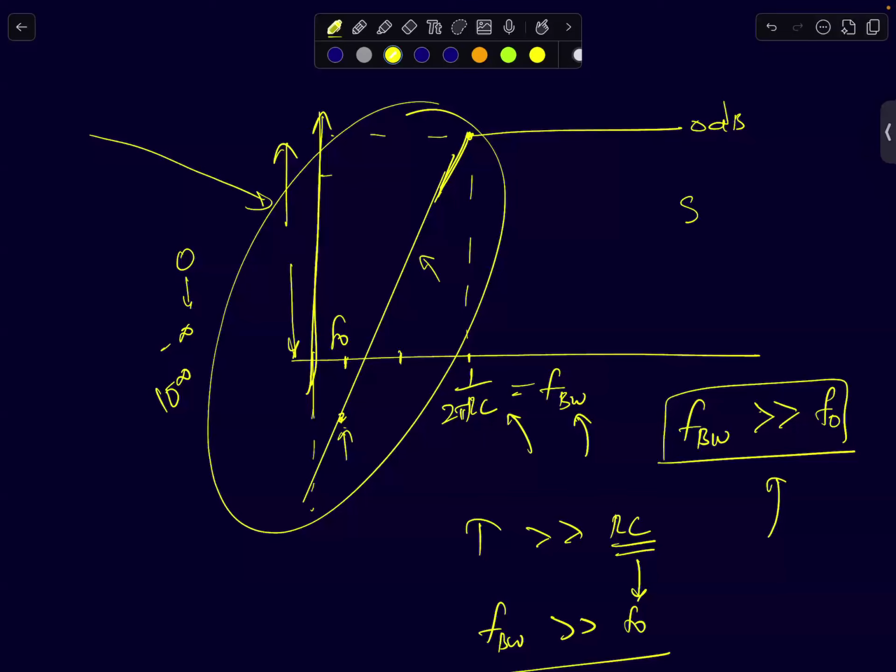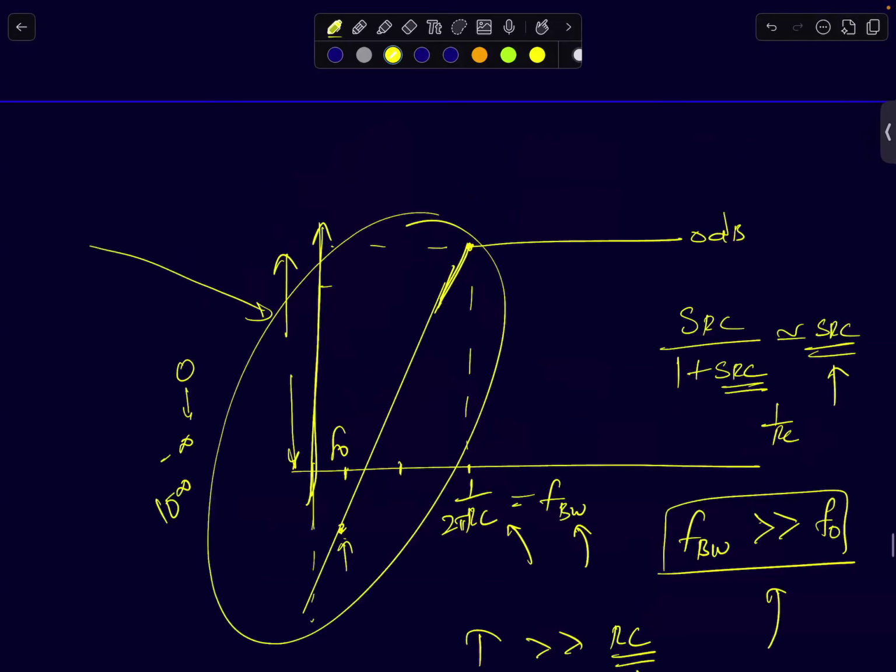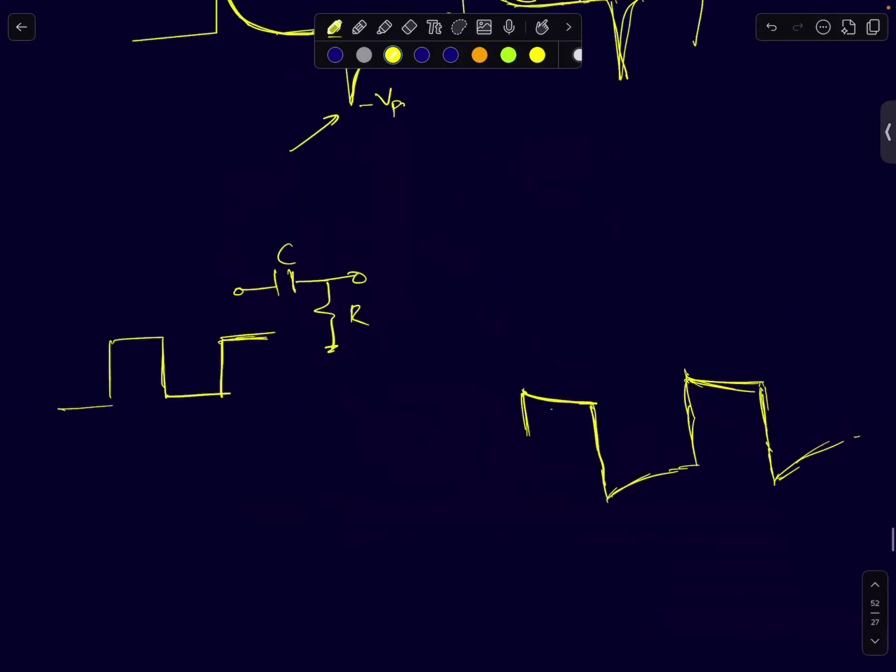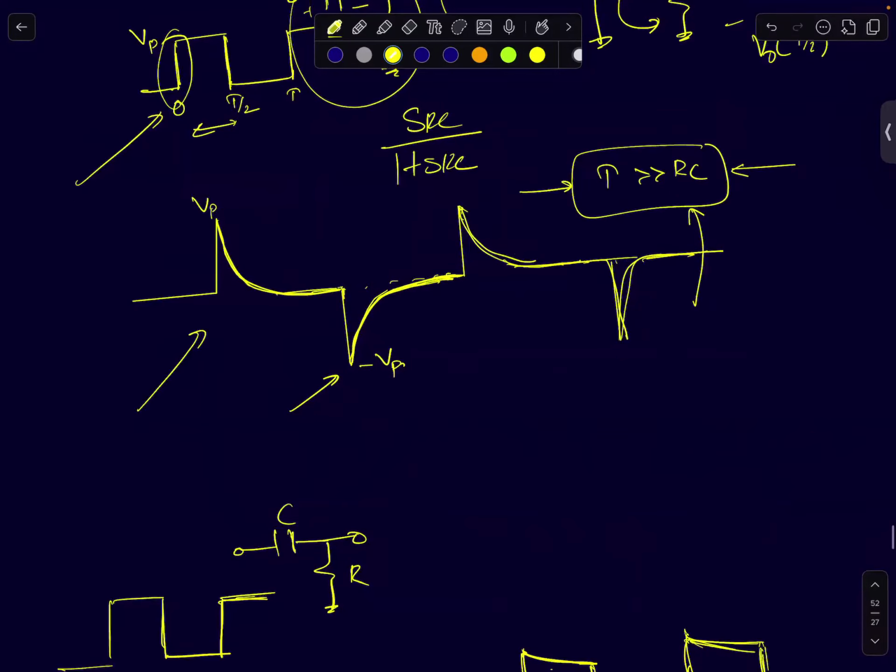So look, start from this transfer function, SRC by 1 plus SRC. Differentiator, right? If you assume that SRC is very small, which means at frequencies smaller than 1 by RC, it approximates to SRC. So that's like a first order differentiator. Therefore, if you look at a waveform like this, you know that it's actually properly differentiating it.